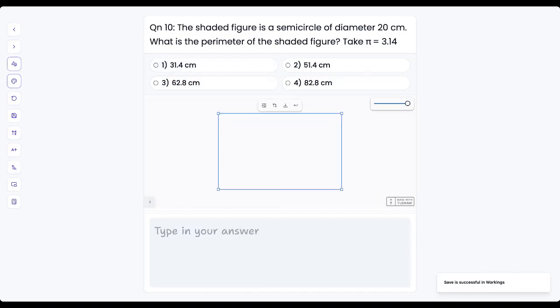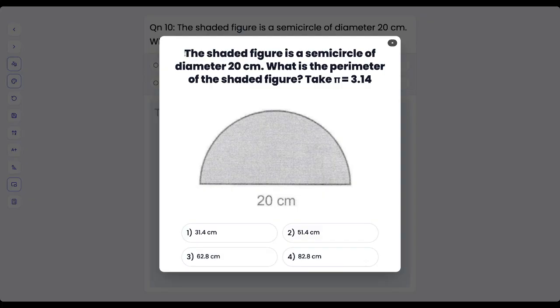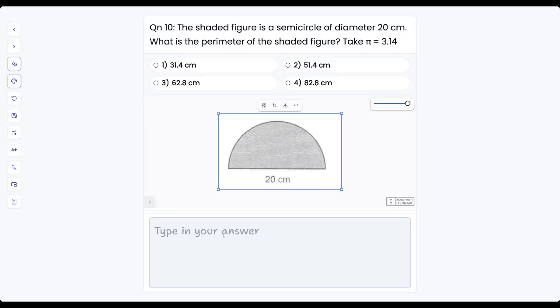All right, let's move on to the next question. Question number 10. The shaded figure is a semicircle of diameter 20 centimeters. What is the perimeter of the shaded figure? Take pi as 3.14. Okay, so what we want is to get the perimeter of a semicircle. So we know that the perimeter of a full circle is basically 2 pi r, or equal to pi d, right?